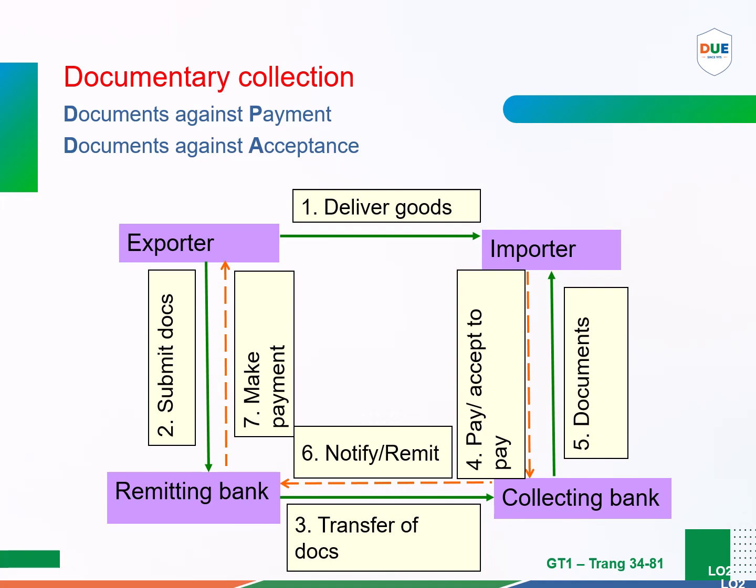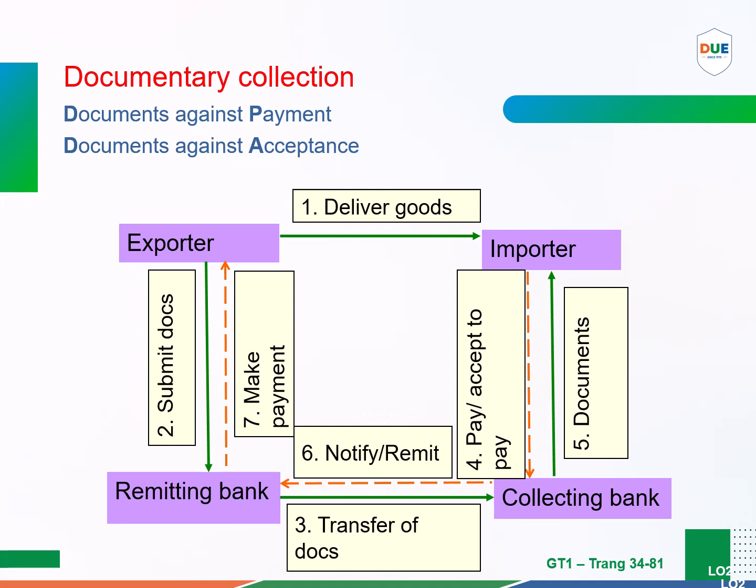The importer's bank notifies the buyer and only releases the shipping documents when the buyer meets the collection conditions, depending on the agreed form. Once payment is received or the draft is accepted, the importer's bank transfers the funds to the exporter's bank, which then credits the exporter's account.